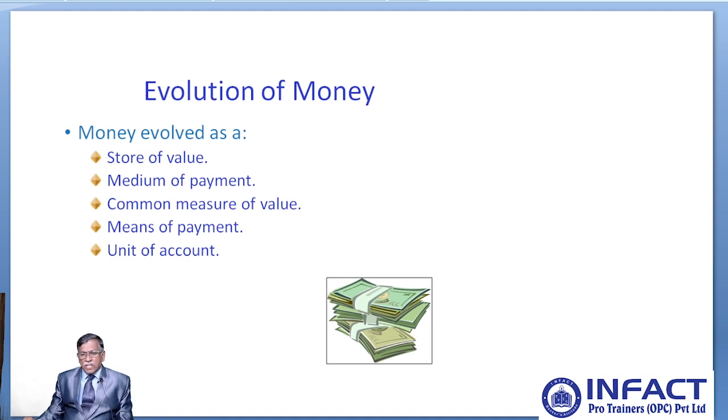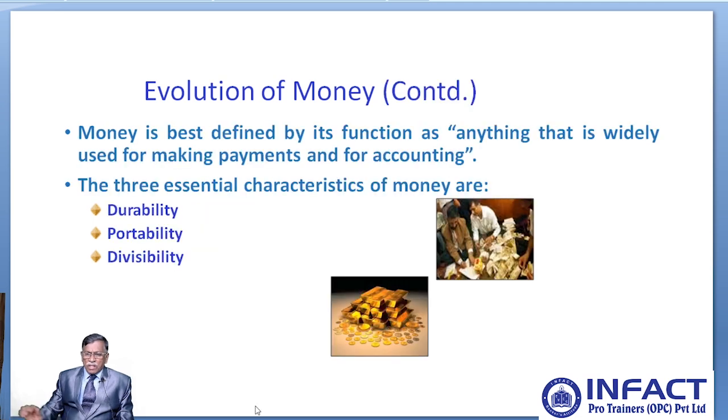Money evolved as a store of value. It is a medium of payment. It's a common measure of value. It is a means of payment. It is a unit of account. Money is best defined by its function: anything that is widely used for making payments and for accounting. The three essential characteristics of money are durability, portability, and divisibility. We will see one by one what it is.